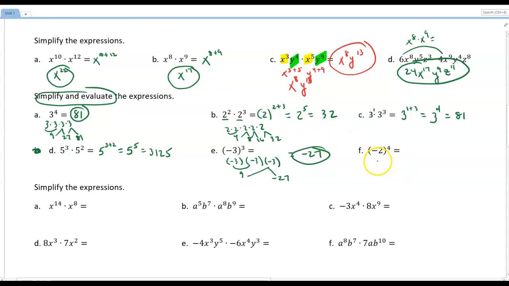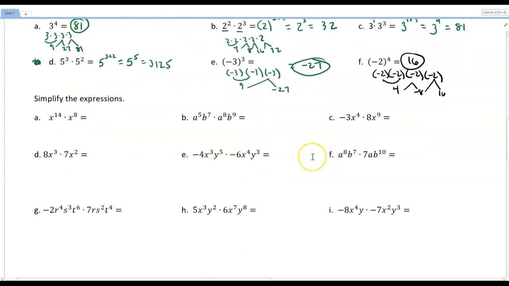And the last one, if I do negative 2 to the 4th, negative 2 times negative 2 times negative 2 times negative 2, that's going to give me 4 times negative 2 is negative 8 times negative 2 would be positive 16.